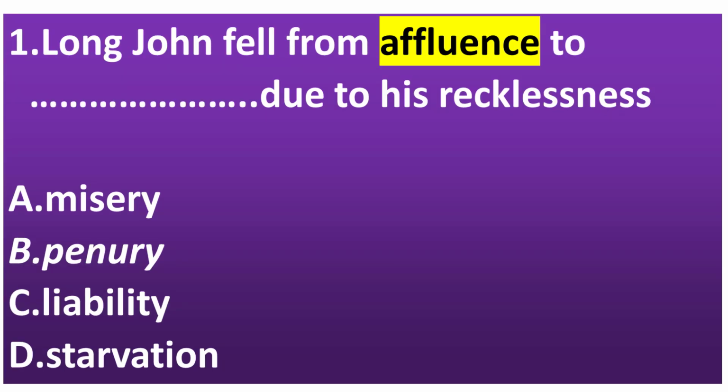Question 1. Long John fell from affluence to dash due to his recklessness. A. Long John fell from affluence to misery due to his recklessness. B. Long John fell from affluence to penury due to his recklessness. C. Long John fell from affluence to liability due to his recklessness. D. Long John fell from affluence to starvation due to his recklessness. The correct answer to this question is B. Long John fell from affluence to penury due to his recklessness.